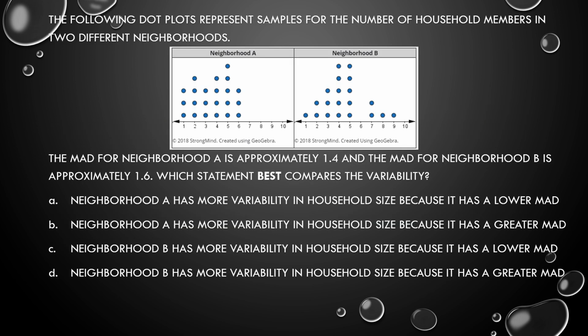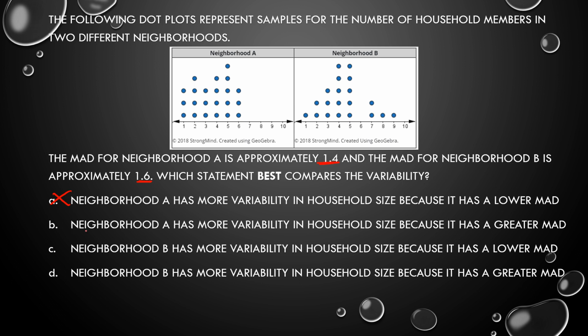So with this question here, it tells us that the mean absolute deviation for neighborhood A is 1.4, and the mean absolute deviation for neighborhood B is 1.6. So neighborhood B has a larger variation because it has a larger mean absolute deviation. We want to know which one of these statements best compares the variability. This first one says neighborhood A has more variability in the household because it has a lower MAD. Well, that's not true because it's not bigger, so it doesn't have more.